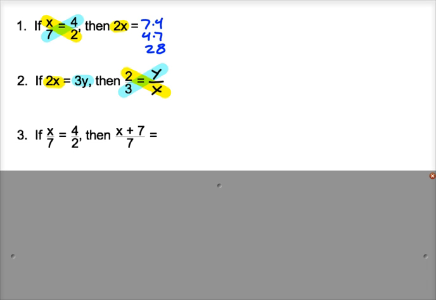Number 3, if x over 7 equals 4 over 2, then x plus 7 over 7 equals what? Well, I noticed the only thing that's really different over here is they added the denominator onto the numerator. So all I'm going to do is sort of the same thing. I'm going to add the denominator up into the numerator. So it would be 4 plus 2 all over 2. Or if you wanted to actually add it, you could write that it's 6 over 2.